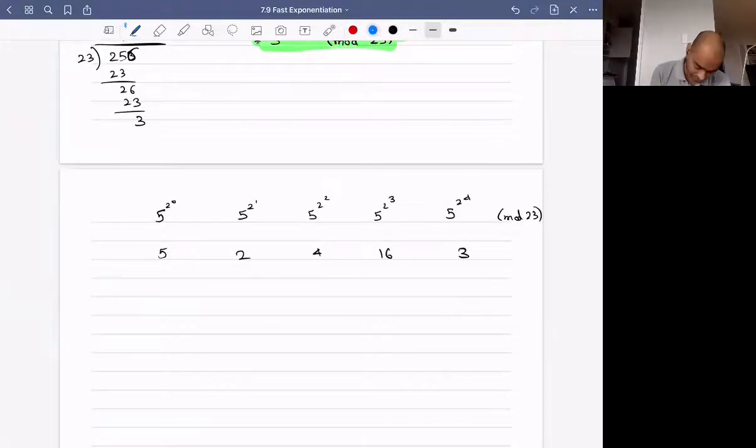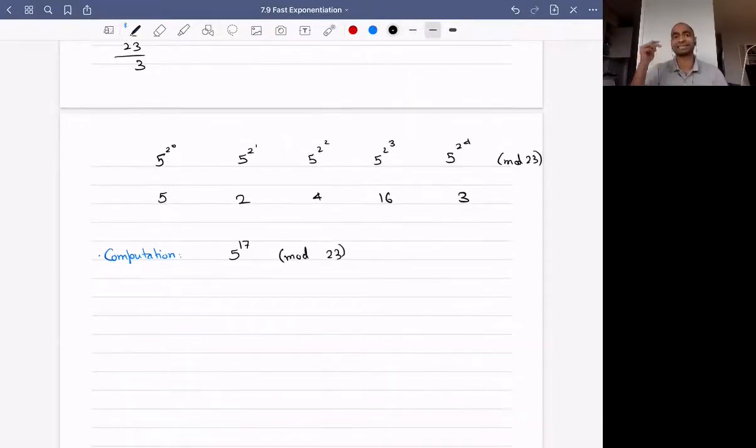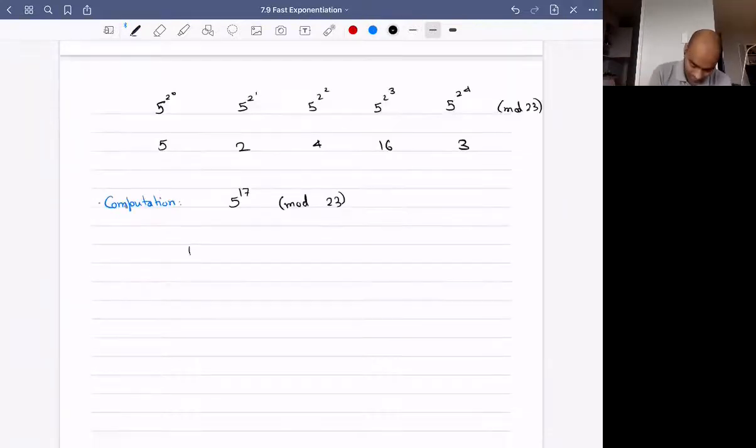And now I'll do the computation, which is to compute 5 to the 17 mod 23. So now what I'll do is I'll take 17 and find its binary representation. I find 17 mod 2, and then I'll find 17 div 2. 17 mod 2 is 1, 17 div 2 is 8. Then I'll do this again, and I'll get 0 and 4.